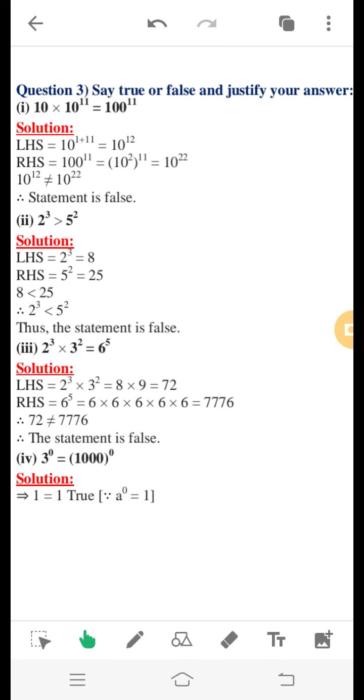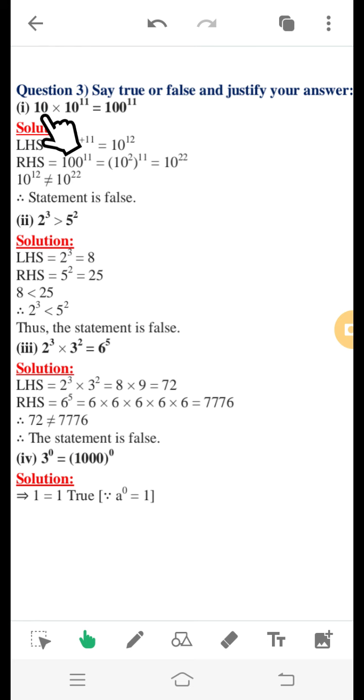Question 3. Say true or false and justify your answer. First one: 10 multiply 10 raised to 11 is equal to 100 raised to 11. Here we have to verify whether the left hand side is equal to the right hand side or not. That is the left hand side, and that is the right hand side. In short, we can write it as LHS and RHS.